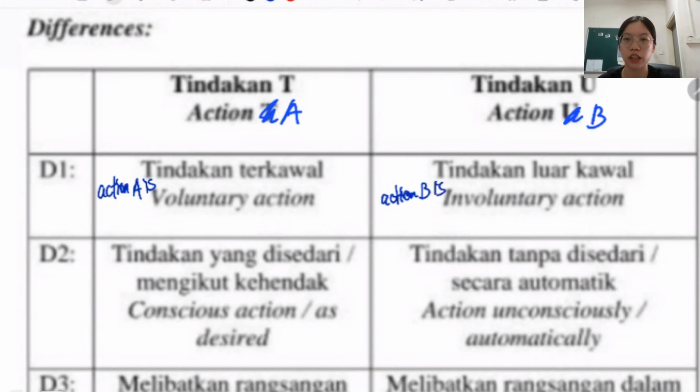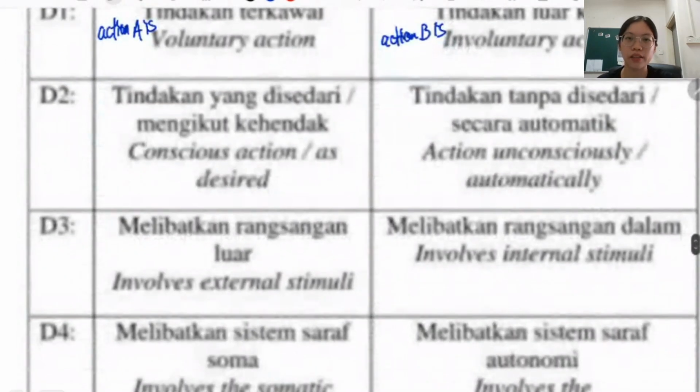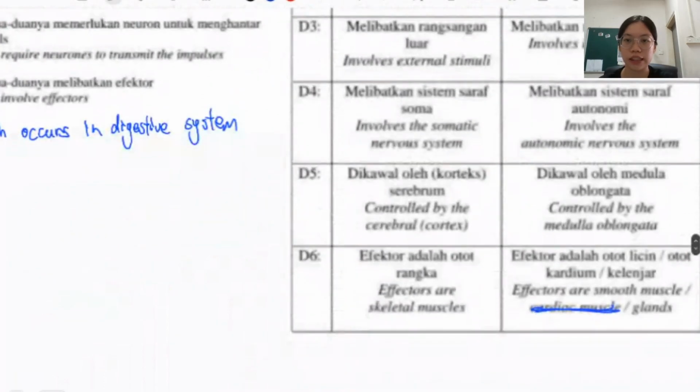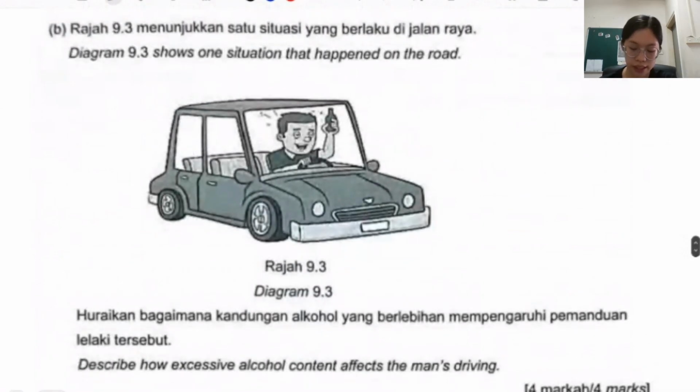Is involuntary action. And action A involves external stimuli. Yeah, this is how you differentiate. It's basically the same thing. And then for this one, talking about excessive alcohol content.